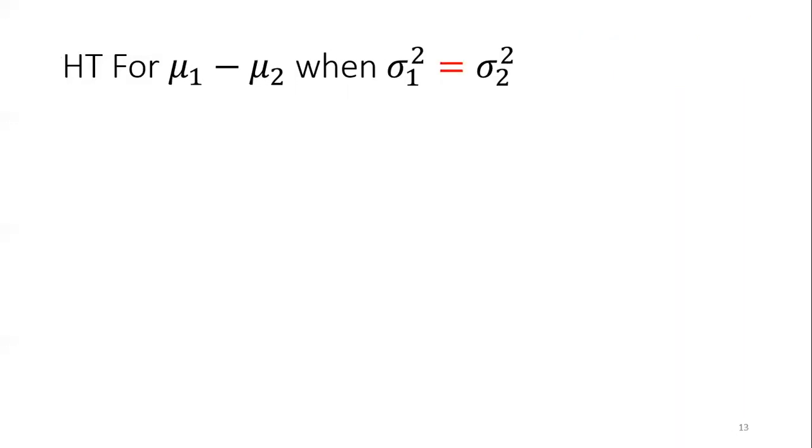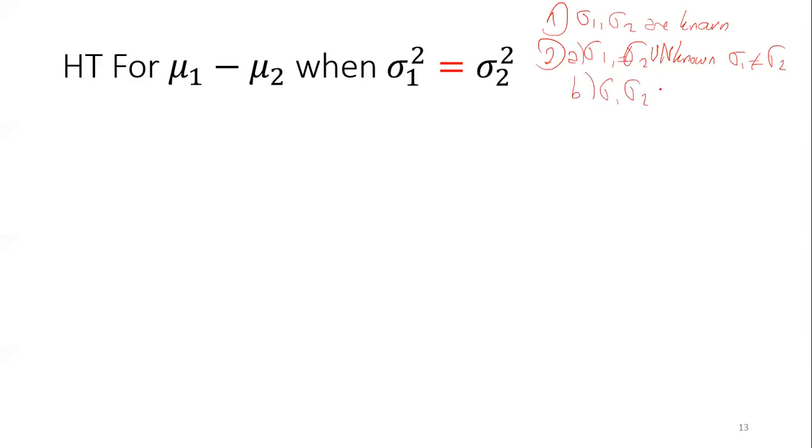The next step: until now we have covered the case where sigma 1 and sigma 2 are known. Then we covered the case where sigma 1 and sigma 2 are unknown, but sigma 1 is not equal to sigma 2. This is case 1, this is case 2a, and this is case 2b: sigma 1 and sigma 2 are unknown, but I can assume that they are equal to each other.